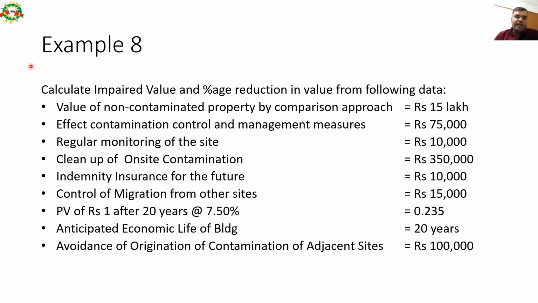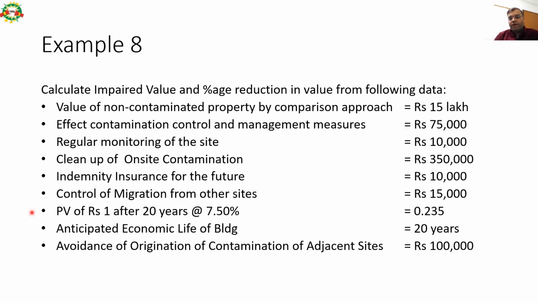Another example: calculate impaired value and percentage reduction in value from the following data. Value of non-contaminated property by comparison approach is 15 lakh. So this is the unimpaired value of the property. Effect of contamination control and management measures, 75,000 rupees. Regular monitoring of site cost, 10,000 rupees. Cleanup cost of on-site contamination, 3.5 lakh rupees. Indemnity insurance for the future, the cost is 10,000 rupees. Control of migration from other sites, 15,000 rupees.